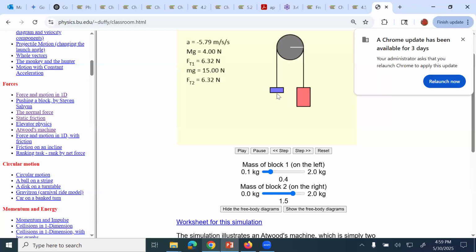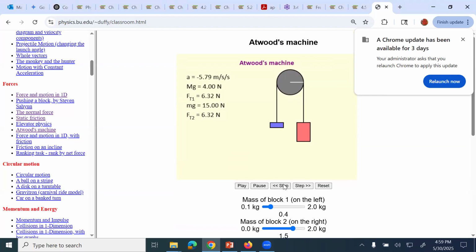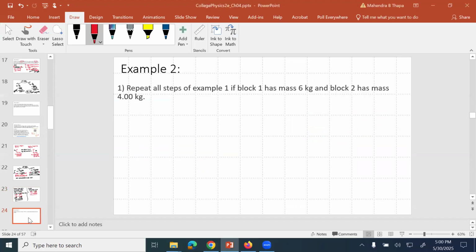You can see the simulation also, and you can play with it. Look here, I used the same numbers, and our numbers are very close to that. You can go step by step and see how it works. This is a great tool to play with. You can try the same problem and repeat all the steps with different masses. Say block 1 has a mass of 6 kilograms and block 2 has a mass of 4 kilograms, and repeat all the steps of example 1.